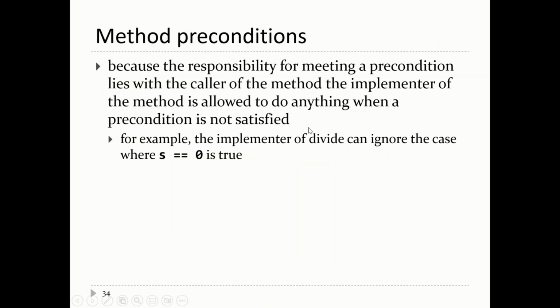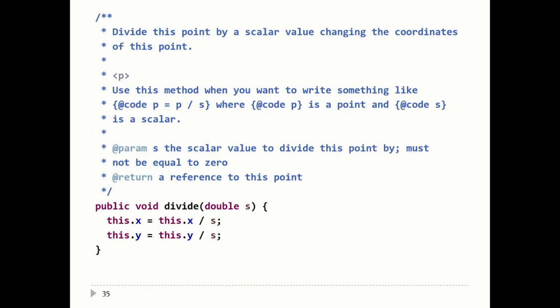All right, because the responsibility for meeting the precondition lies with the caller of the method, whoever is implementing divide is allowed to assume that the preconditions are satisfied. For example, whoever is implementing divide can simply ignore the fact that s might be 0 when the method is called. If you decide to ignore it, then it's easy to implement the method. You just take x, divide it by s, you take y, divide it by s, and away you go.